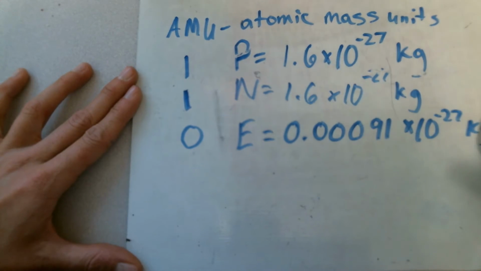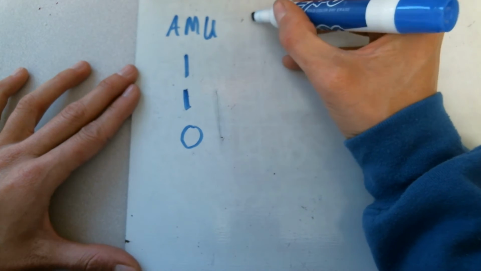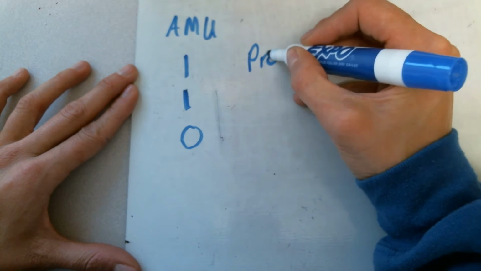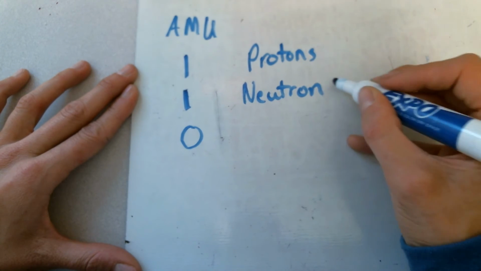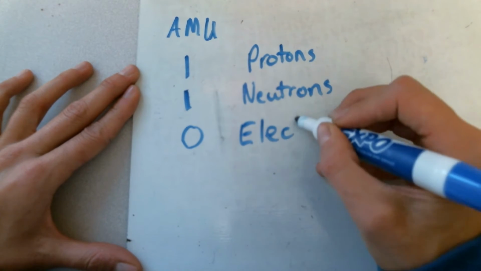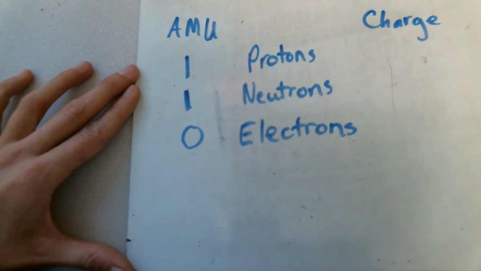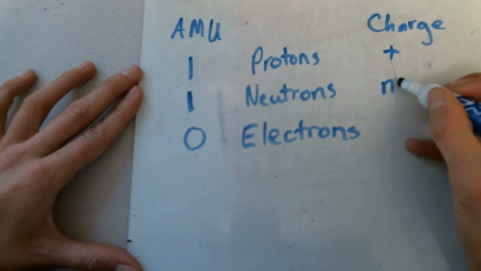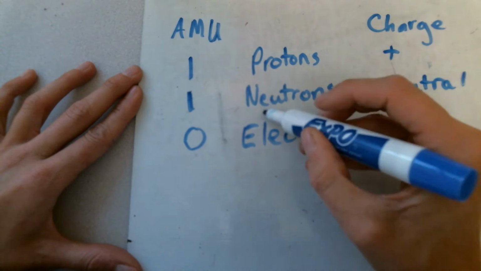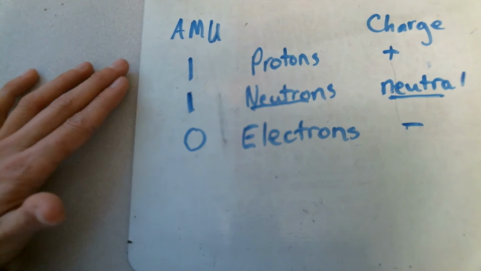So when we're talking about protons, neutrons, and electrons, we also want to talk about charge. So I'm going to change my chart a little here. Here's my protons, my neutrons, my electrons. And now I'm going to add charge to the other side. So the charge of a proton is positive. The charge of a neutron is neutral. So look at this, neutron, neutral, right? Electrons are negative.